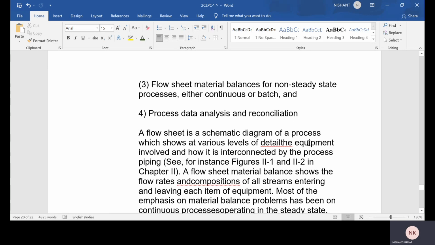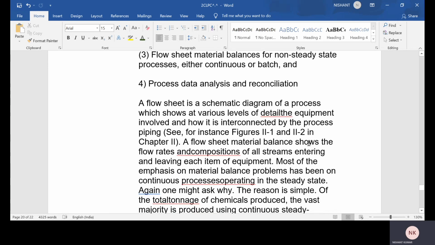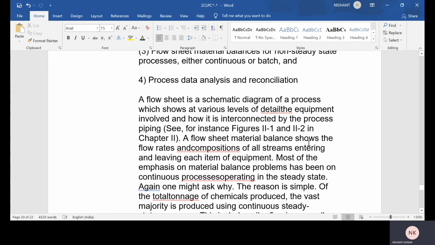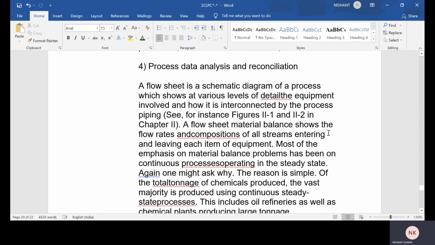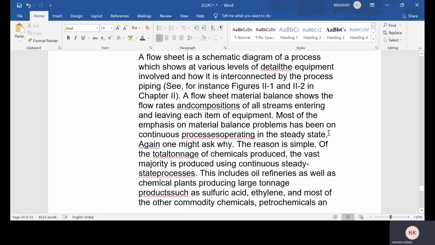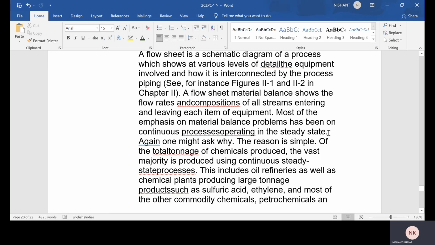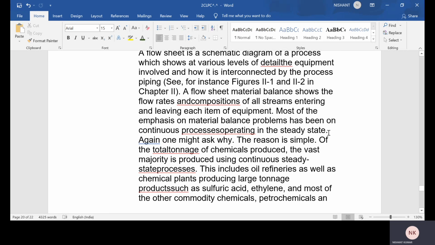reconciliation. A flow sheet is a schematic diagram of a process which shows various levels of data, like the equipment involved and how it is interconnected by process piping. A flow sheet material balance shows the flow rate and composition of all streams entering and leaving each item of equipment. Most of the emphasis on the material balance problem has been on continuous process operation in steady state.